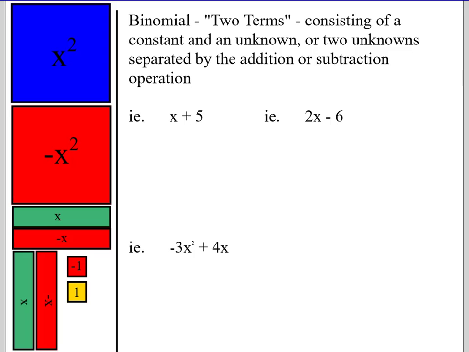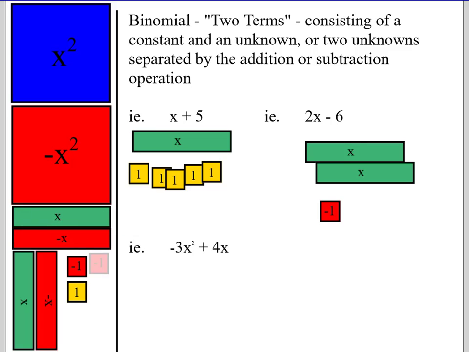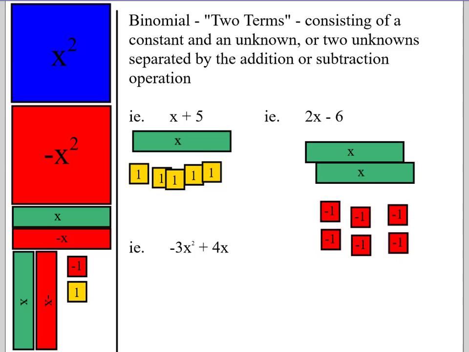A binomial is 2 terms, so consisting of a constant and an unknown, 2 unknowns, whatever it might be. So this first one here might be x plus 5. And you can see pretty quickly there are 2 different shapes, 2 different colors. So that's why this is a binomial. 2x minus 6 would look something like that. And I'm going to drag a bunch of negative 1s over. I'll cheat and do a clone. There we are. So there's 2x minus 6. And again, you can see 2 separate colors, 2 separate shapes.